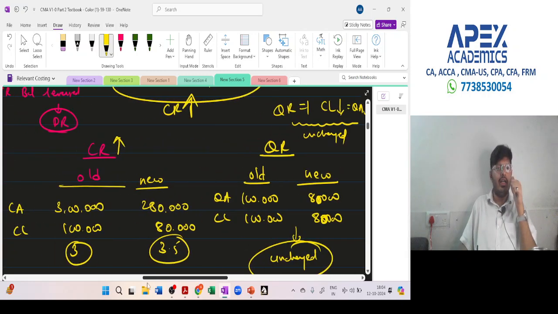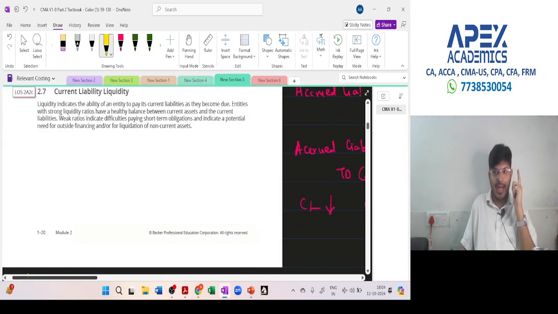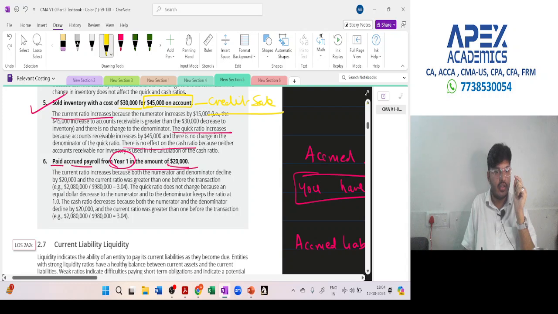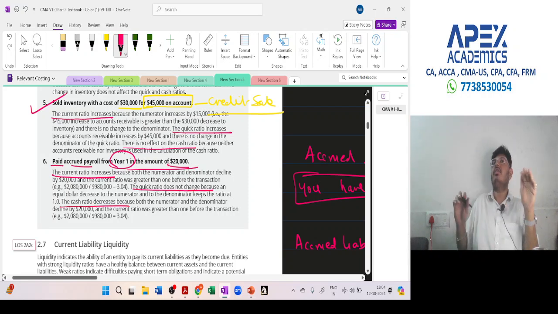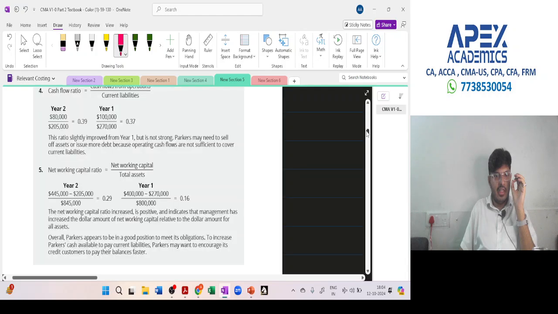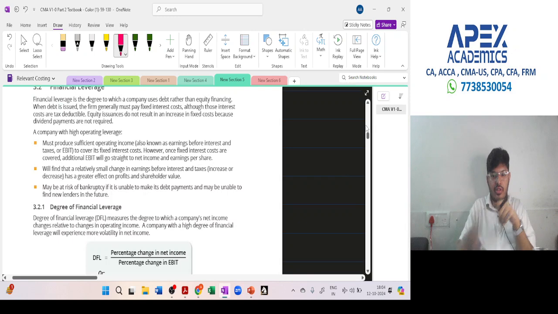What has happened to the current ratio? It has increased. The quick ratio is unchanged and the cash ratio has decreased. So the current ratio increases, the quick ratio does not change, and the cash ratio decreases. With this, we have finished the discussion of this particular set of ratios. And with this, I can happily say that my liquidity ratios are completed.